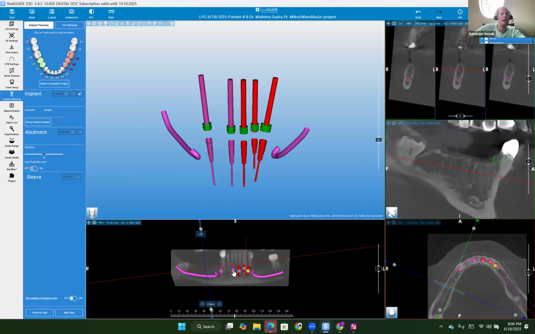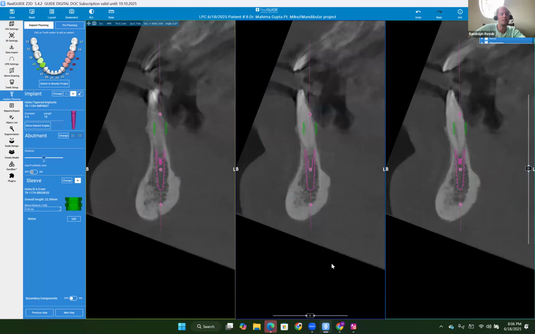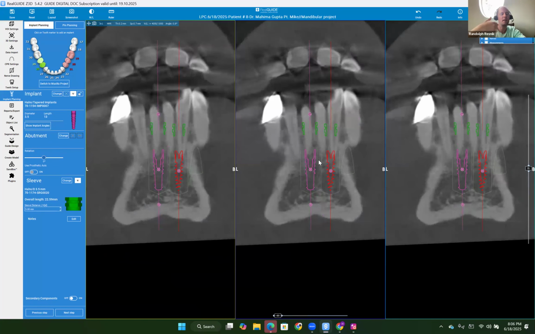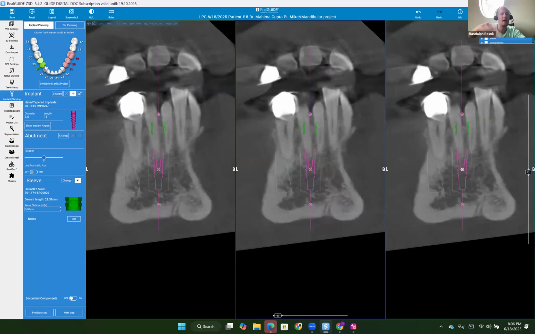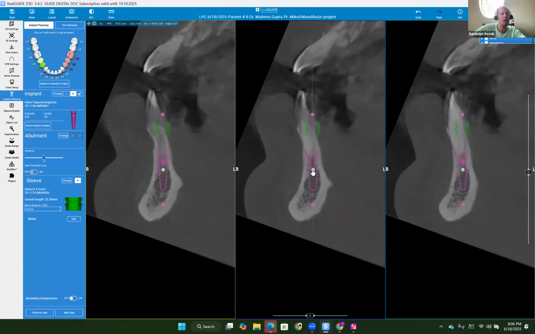How would you suggest to break the prosthesis? Don't do it at the midline because that's the aesthetic. So generally, I'll try to break it on the side. In between the canine and bicuspid is usually a pretty good spot.